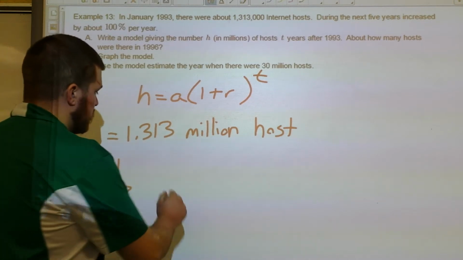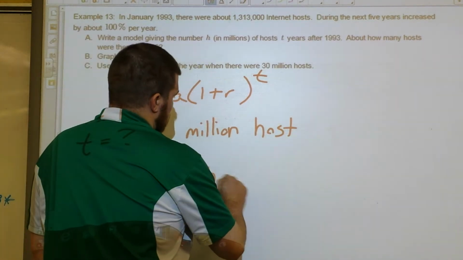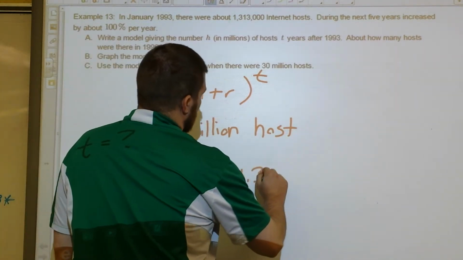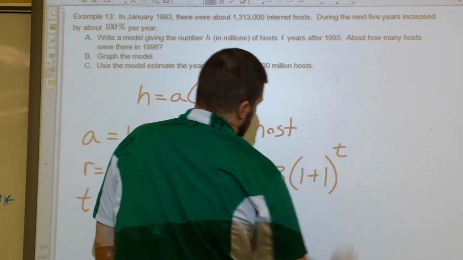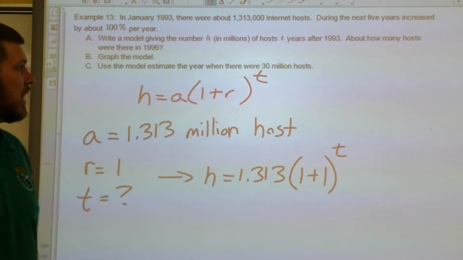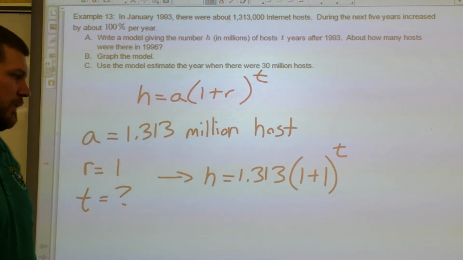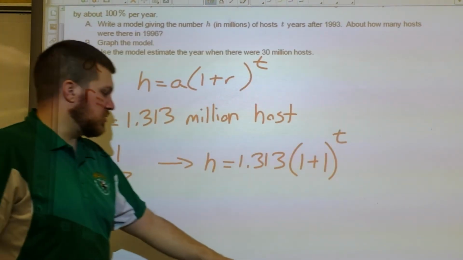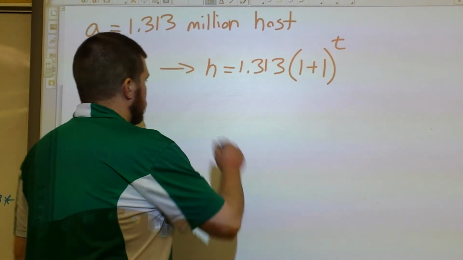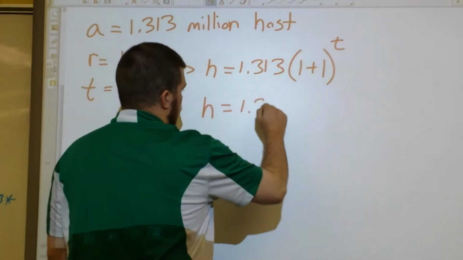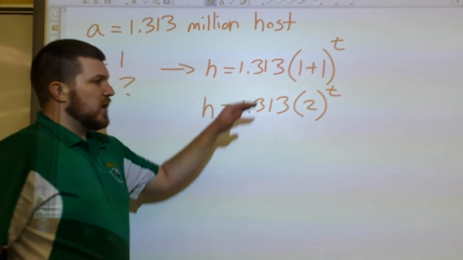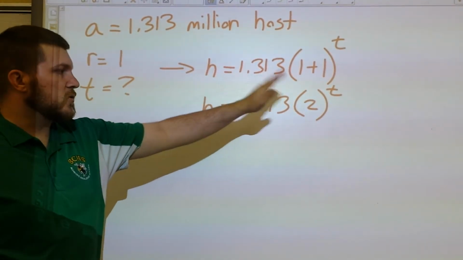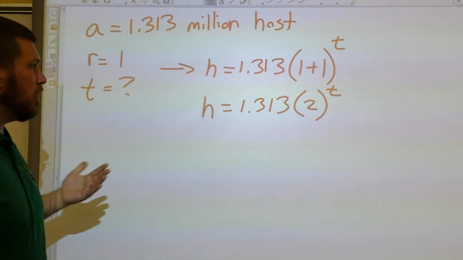So my original model is h equals 1.313 times 1 plus 1 to the t power. That's my original model. Write a model, we did that. Now, obviously, we can clean up our model just a little bit. 1 plus 1 is 2, so h equals 1.313 times 2 to the t power. Now that we have our model written, we can plug in for t or we can plug in for h and find out whatever we want to find.